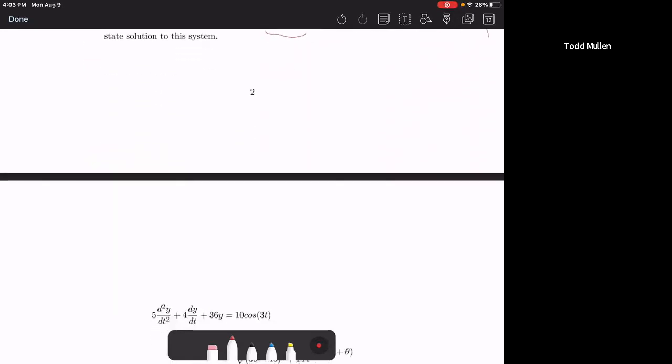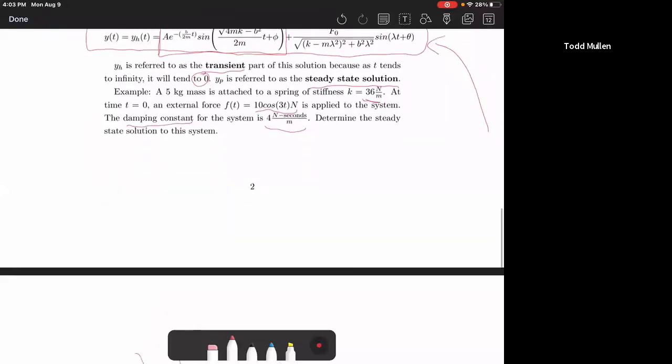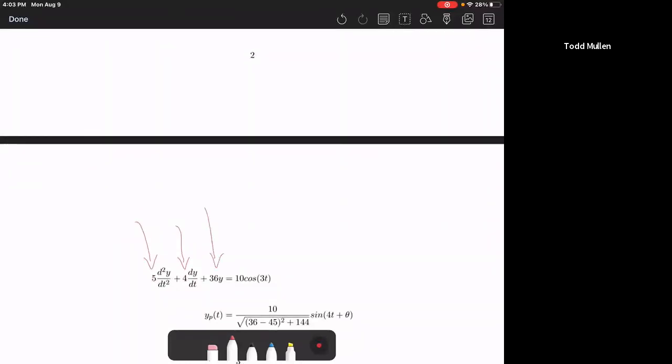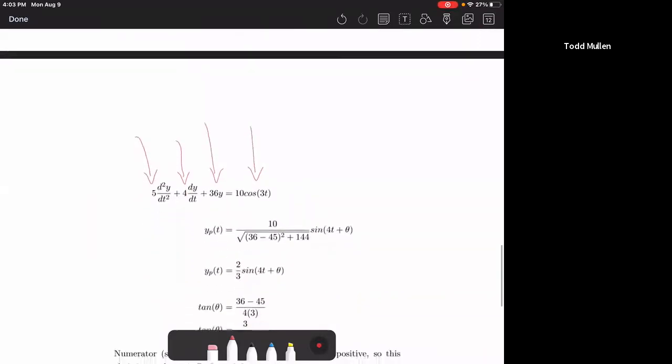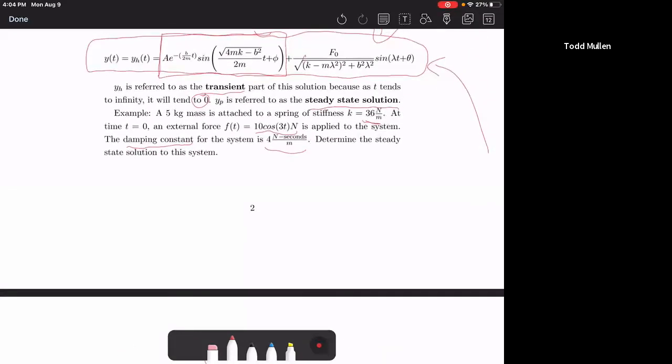Well, we're going to plug all our values in. We had 5 as a mass, 4 as the damping constant, 36 is your spring stiffness constant, and our external force is 10 cos 3t. Now we take all this information and we put it into the steady state solution. So scrolling back to take a look, that's plugging in k, m, lambda, f naught, and everything.